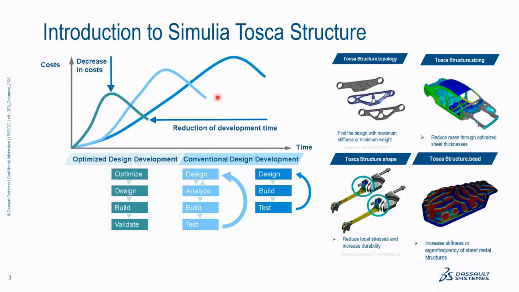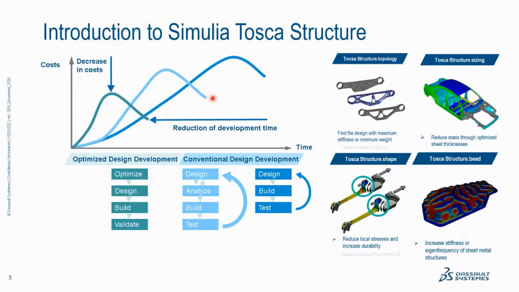So what happens when we bring simulation into the loop? We offload the testing part. We do virtual testing now, and thus the time shortens. What we are trying to do with Tosca is take this one level further. We want to have a software where the user gives an initial design. They give the set of parameters that the ideal designs should satisfy.